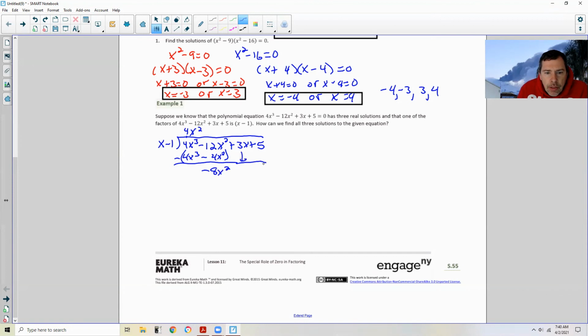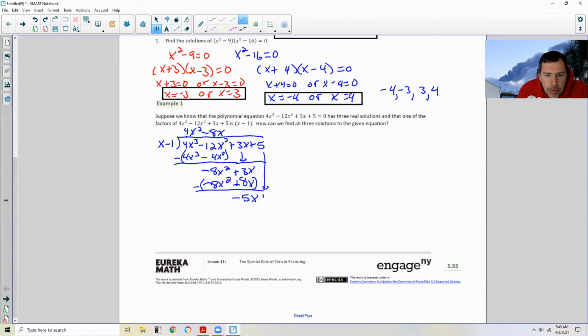Bring down the plus 3x. -8 divided by 1 is -8. x squared divided by x is x. So we get -8x. Negative 8x times x is negative 8x squared. Negative 8x times a negative 1 is plus 8x. And we're going to subtract. The squareds cancel. 3x minus 8x is negative 5x.